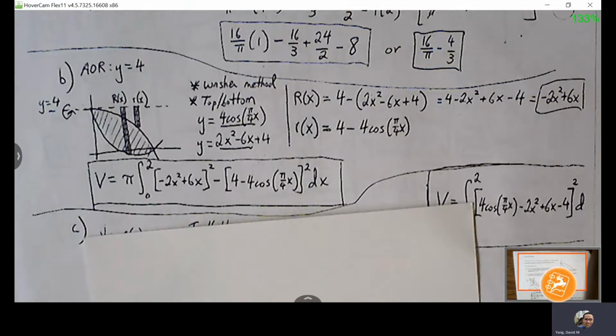All right, part C, cross section. So decide which direction your base is going to orient itself. Is it going to be vertical? Is it going to be horizontal? Build the base, build the area, and then build the volume. Try part C.